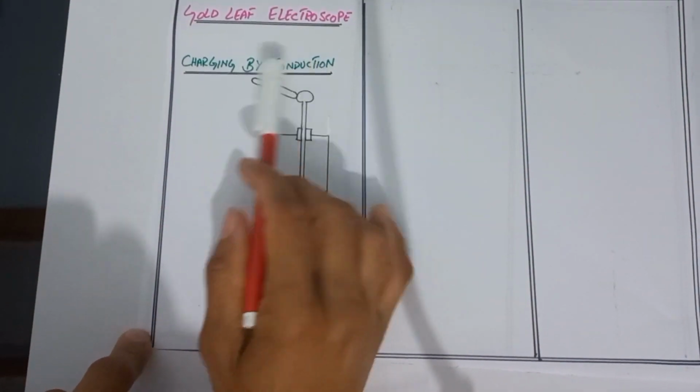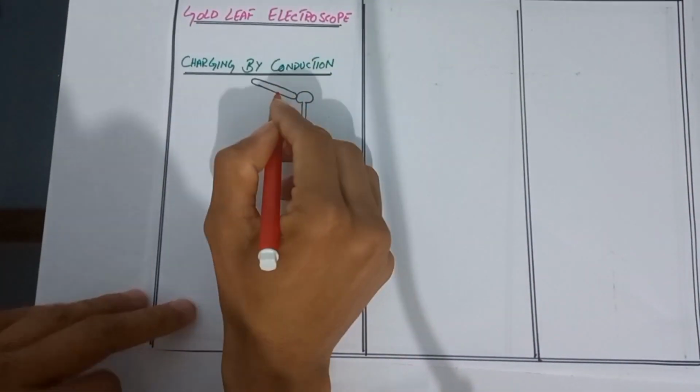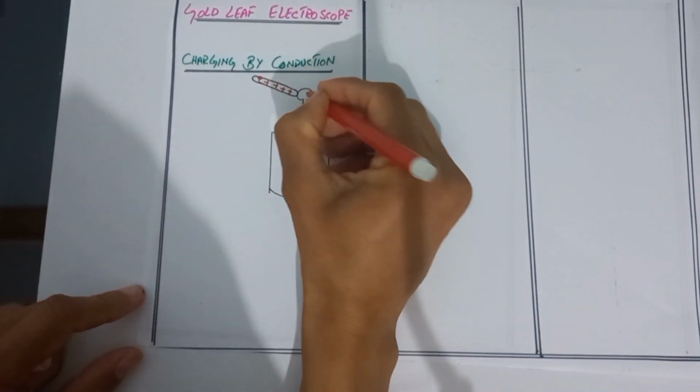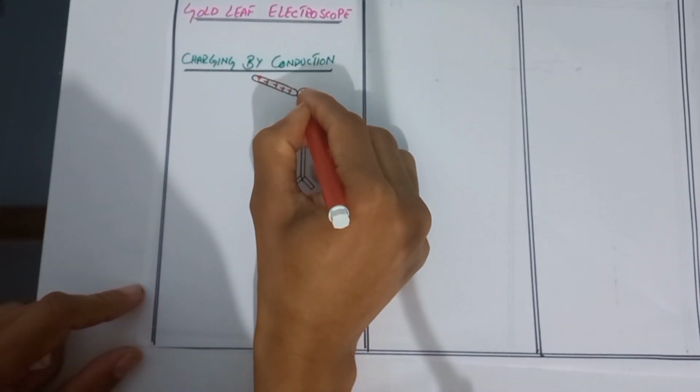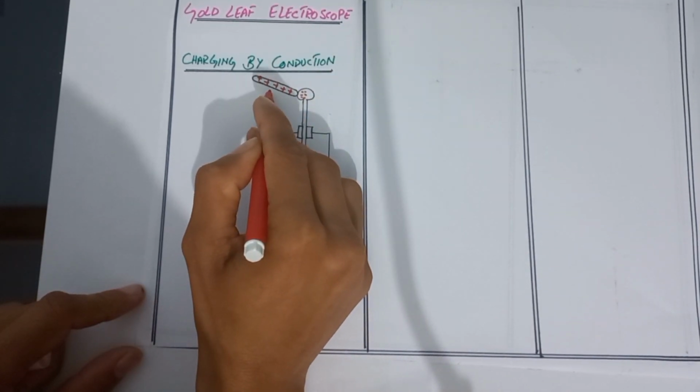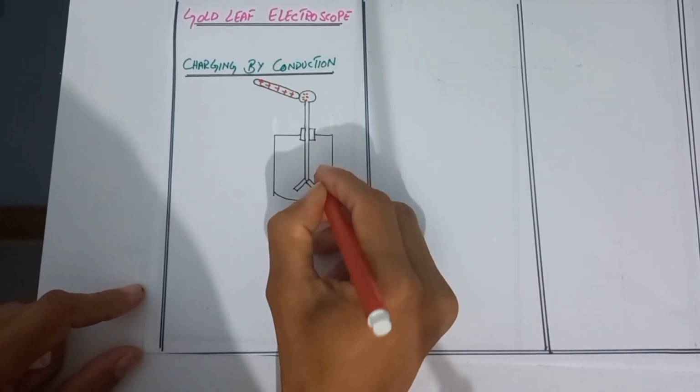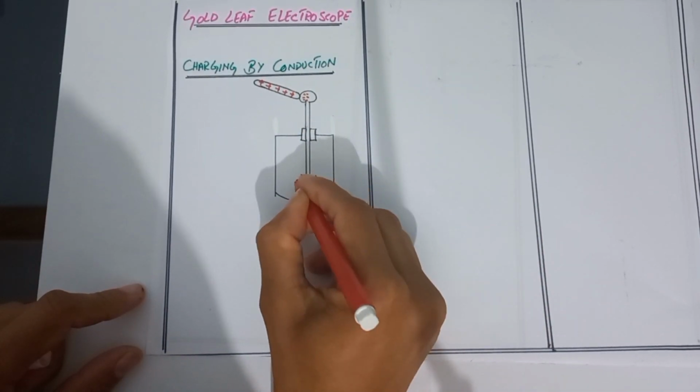Now we charge the electroscope by conduction. For this, we take the positively charged glass rod. This positively charged glass rod is brought in contact with the metal ball. When it's brought in contact with the metal ball, the free electrons in the metal ball are attracted toward the positively charged rod. Thus, the electroscope acquires an overall positive charge, which is spread over the entire electroscope.